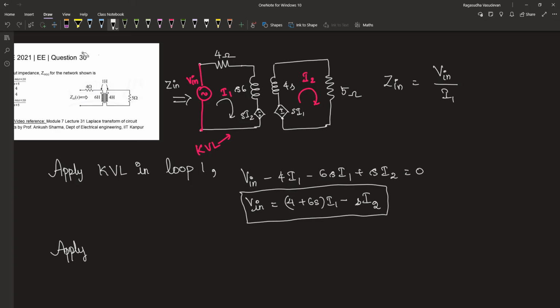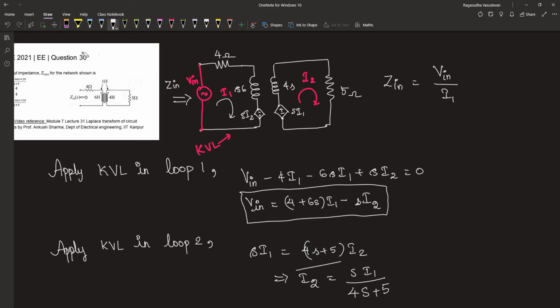In the second loop, the working current is I2, so we will be getting the equation in terms of I1 and I2. We will get S times I1 is equal to 4S plus 5 into I2. So from this we can observe that I2 is equal to SI1 divided by 4S plus 5. I am going to substitute the value of I2 in the equation that we formed earlier. I am doing this because our objective is to find out the input impedance of this circuit, for which we need Vin in terms of I1.